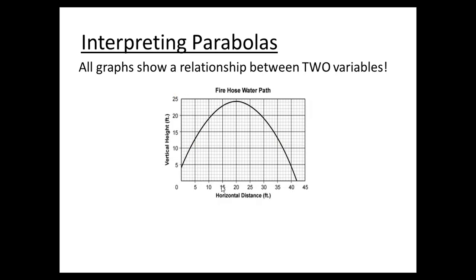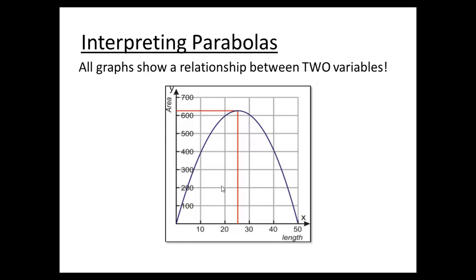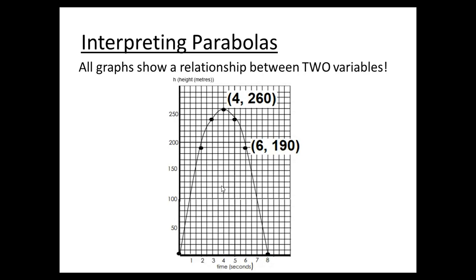In this graph, we have the path of the water after exiting the fire hose. The coordinates are made up of the height and the horizontal distance. In this graph, we have the size of a garden and how the area changes as the length also changes. In this graph, we have the path of a launched rocket. It's made up of height as it is related to the time.